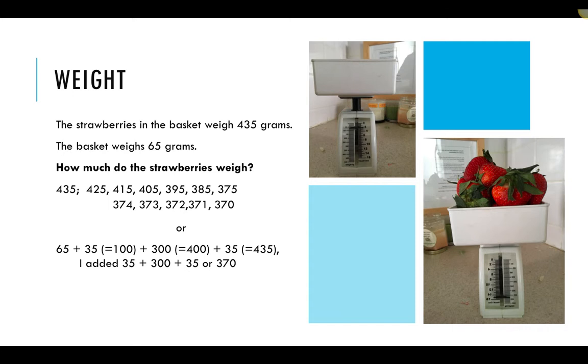So 100, 200, 300, 400. And then I can count up 35 more to get to 435. So I've counted up 35, and then 300, and then 35 more. 35 and 35 is 70. 370 is 370. I could have counted 300, 35, 45, 55, 65, 70. I could have counted the 300, then 35, and then counted up 35 more. Or 30 and 30 is 60, 5 and 5 is 10, 60 and 10 is 70, and 300 is 370.